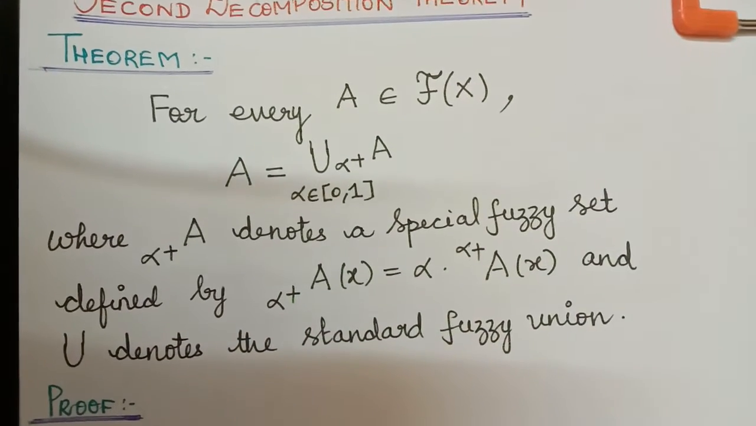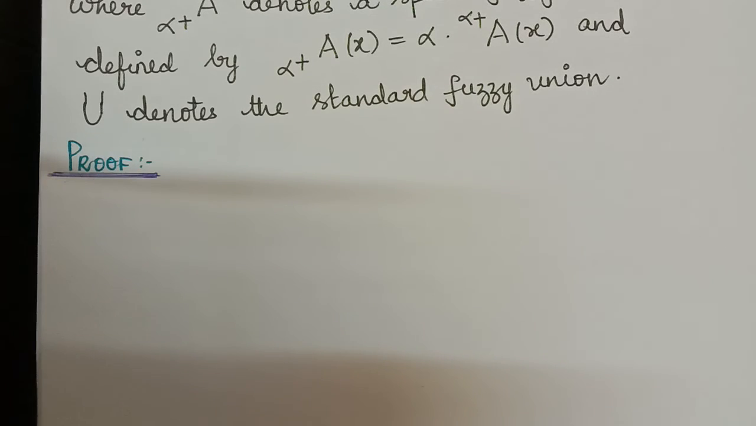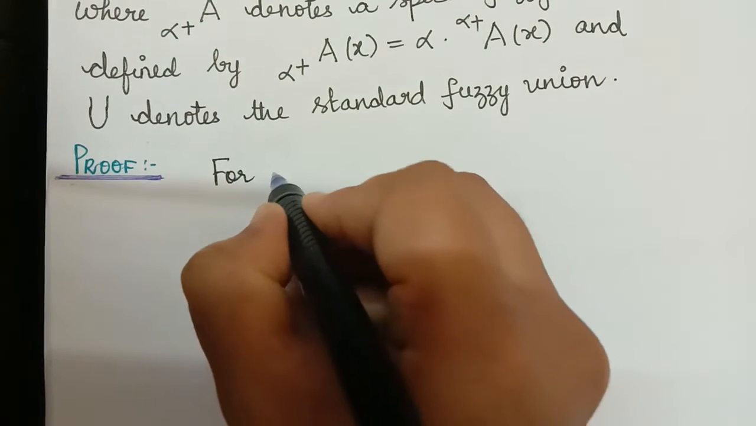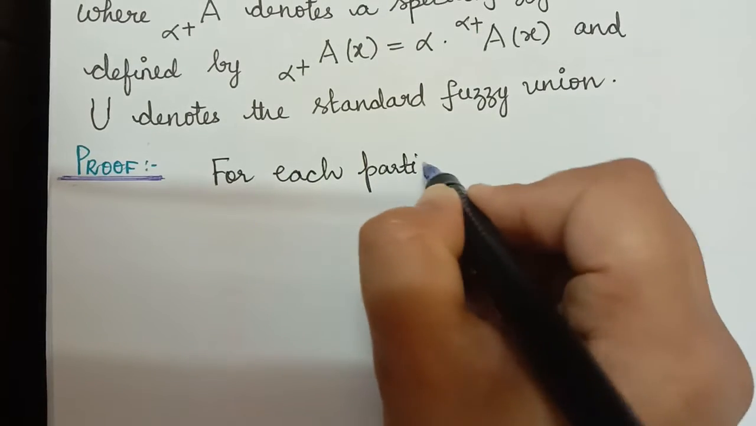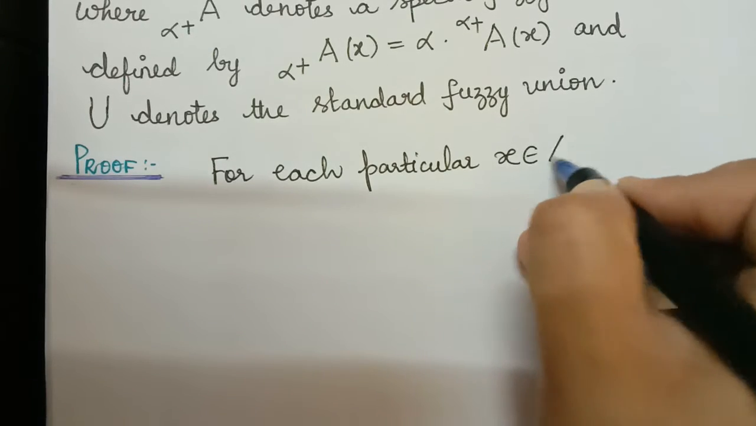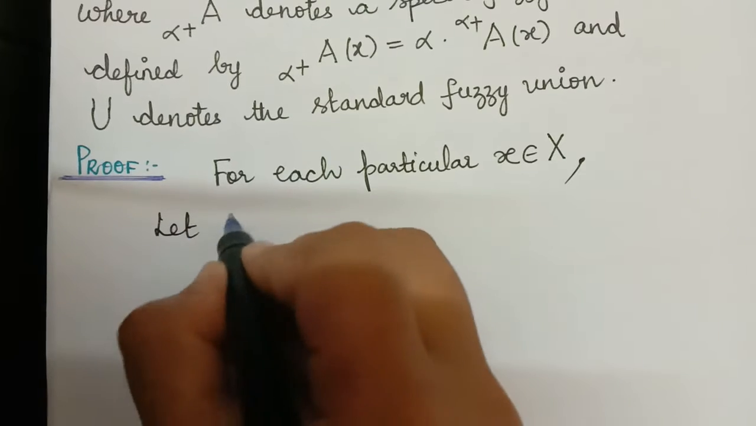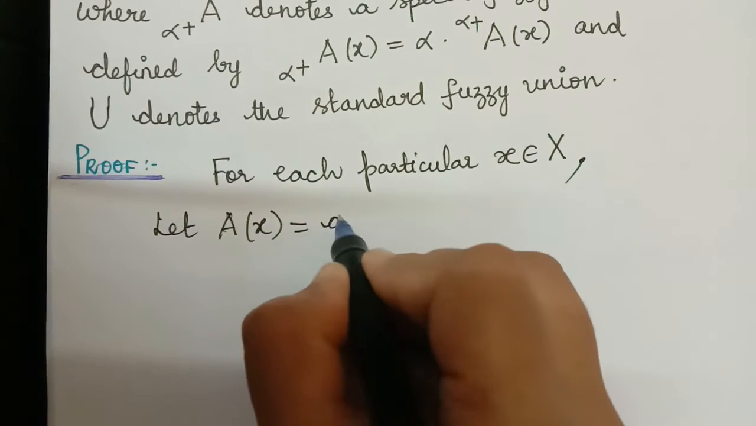Now, the proof of this theorem is analogous to the proof of the first decomposition theorem. So, we shall see the proof now. First we are going to take some particular value x, which is an element of capital X, and consider the membership grade of x with respect to the fuzzy set A to be equal to a.